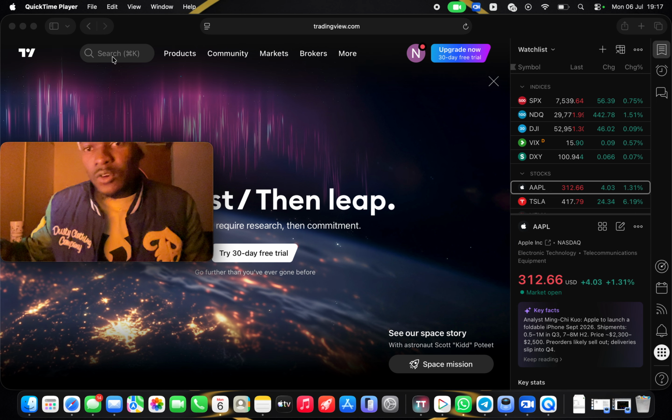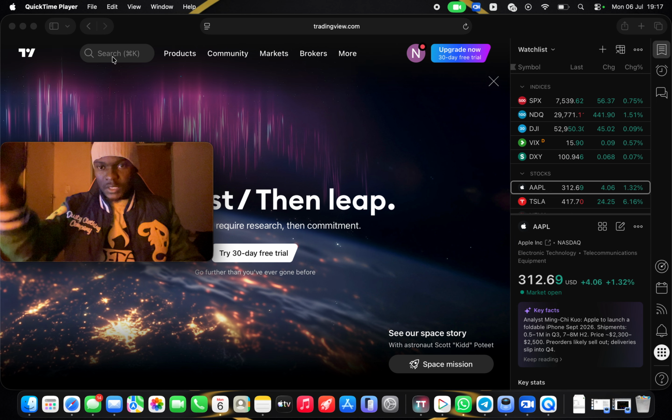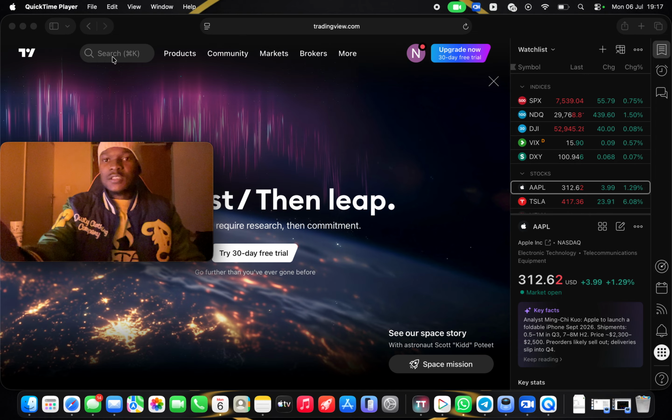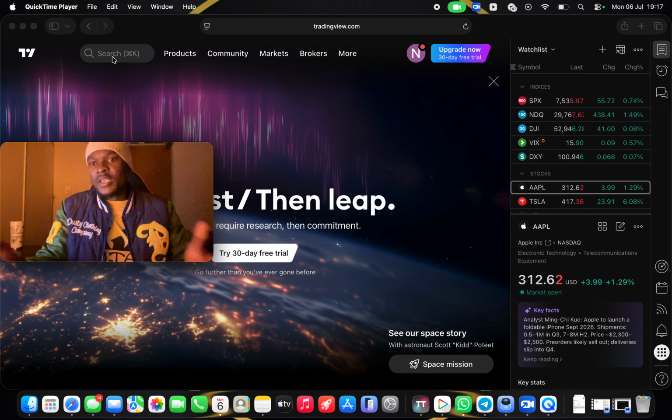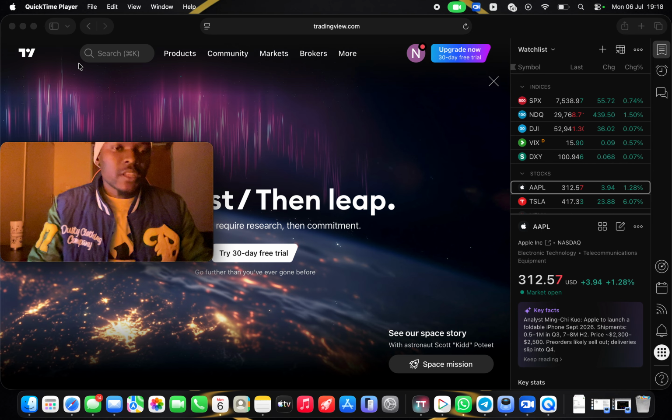Okay, as you can see on my right, it's the market watch, it's the watch list. This is where you see how assets are performing. As you can see, the S&P 500, you can see it's performing at what value, all that other good stuff. Okay, now let's go to my left.